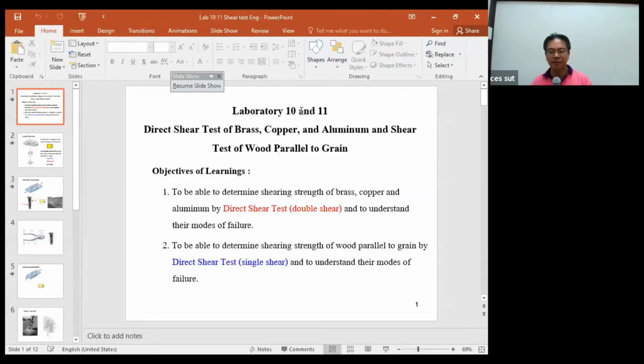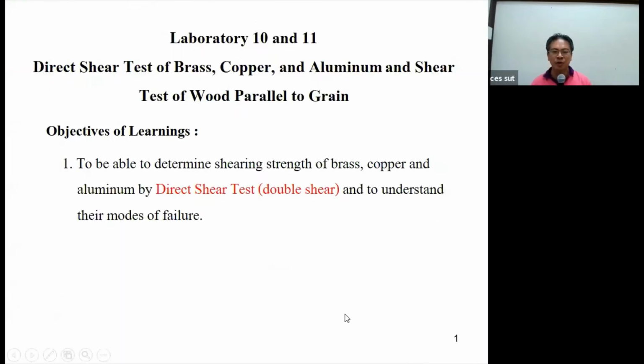The lab. Okay. Let me brief you on the lab a little bit. It may take about 10 minutes. Okay, before we finish the class, we have group 1 and group 2. We have lab 10 and lab 11, which is going to be the direct shear.